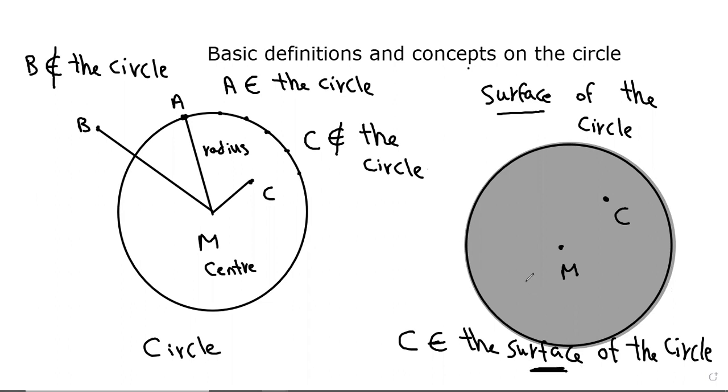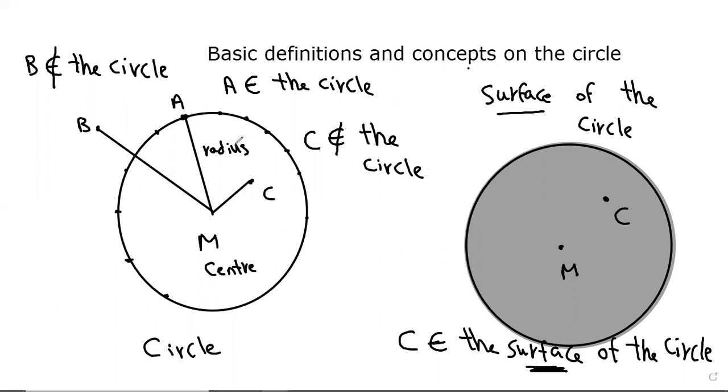Once again, what is the circle? The circle is the closed curve. Okay, all points on this curve belong to the circle, and not to the surface of the circle. When it comes to a point inside the circle, like the point C, the point C doesn't belong to the circle, but the point C belongs to the surface of the circle.